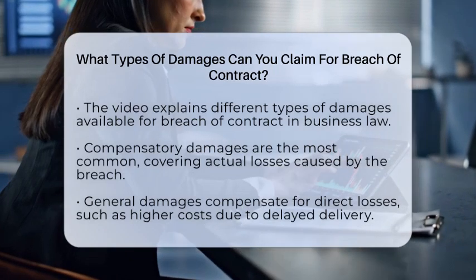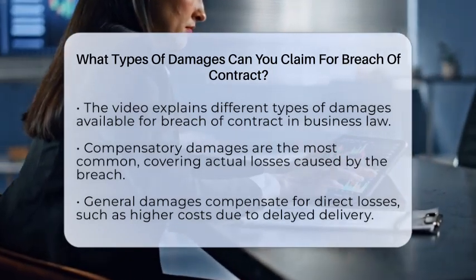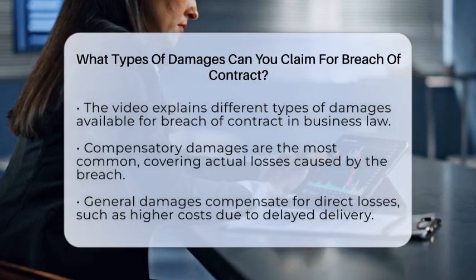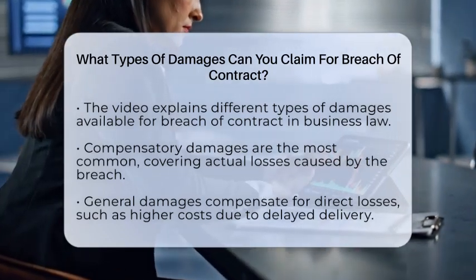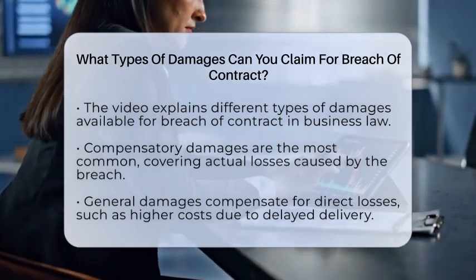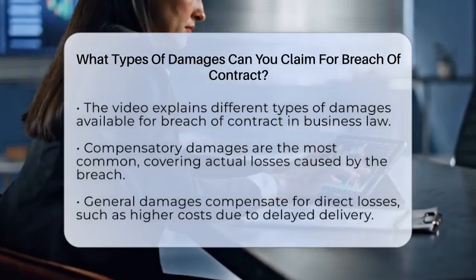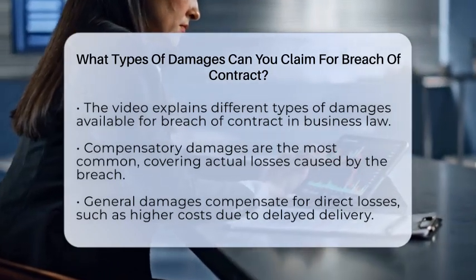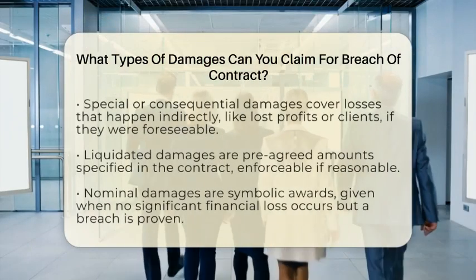First up are compensatory damages. These are the most common and are meant to cover what you actually lost because of the breach. They are split into two parts. The first is general damages, which cover direct losses. For example, if a supplier doesn't deliver goods on time, you might have to buy similar items at a higher price. The damages would cover that extra cost, any prepaid amounts, and expenses like returning unused goods.